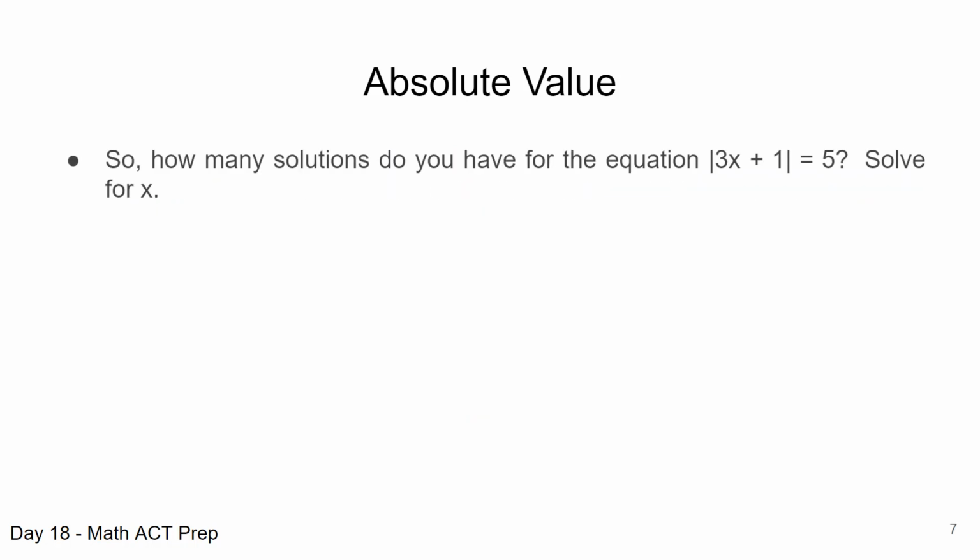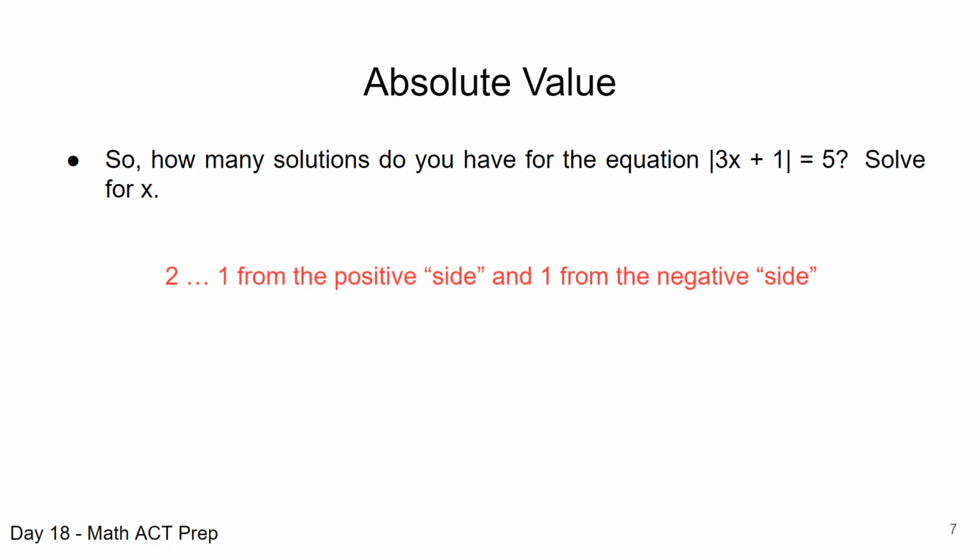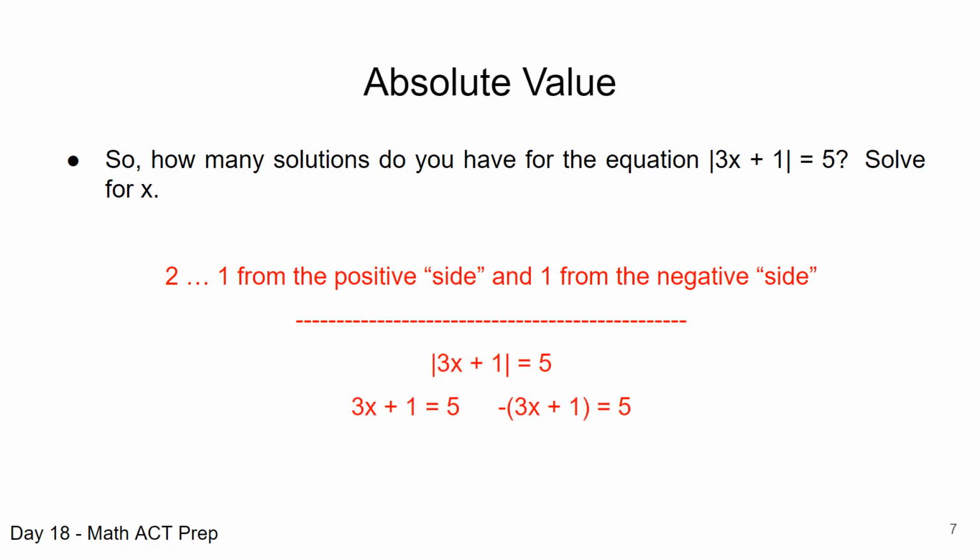But what about when we have some kind of equation or expression in the absolute value bars? How many solutions do you have for this equation? The absolute value of 3x plus 1 is equal to 5, and we may be asked to solve for x. Well, we have to consider that we have two possible solutions, one from the positive side and one from the negative side. So we have to look at the 3x plus 1 as both a positive value and a negative value. So we have to solve each of these two cases.